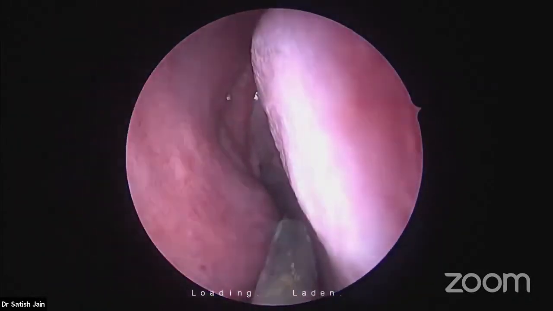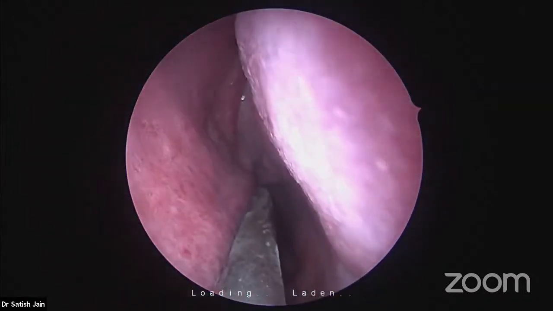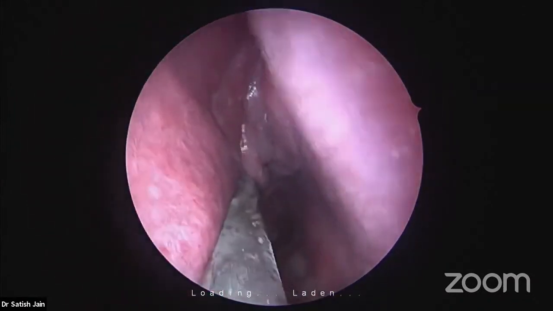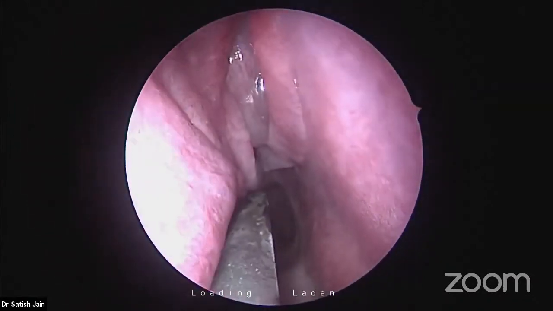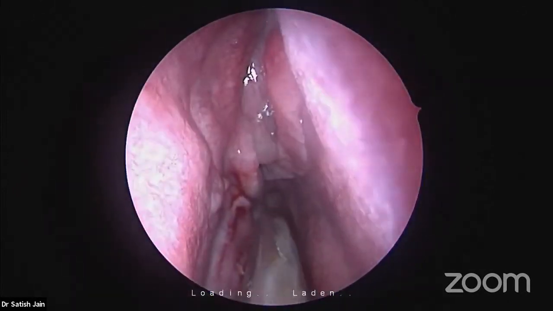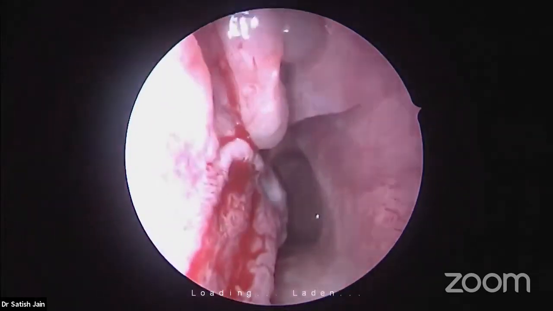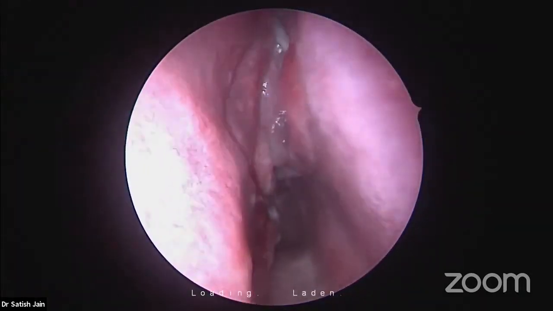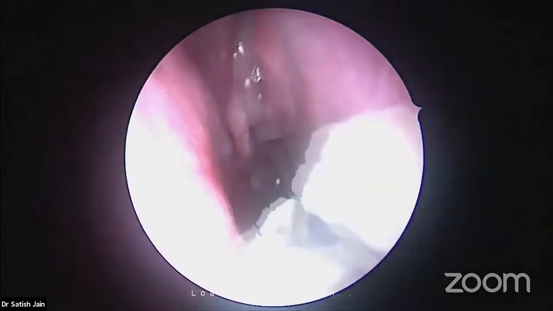Dr. Satish, one thing, most of the people want to do it under local anesthesia, and in that case the preparation will be altogether different. Let me tell you about that. See what I'm doing here. I'm out-fracturing the inferior turbinate to get more space.